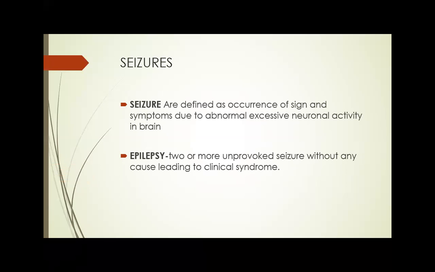So let's start first with what are seizures. Seizures are defined as an occurrence of signs and symptoms due to abnormal excessive neural activity in the brain, which may be recorded in the EEG. Then comes the term epilepsy. Epilepsy is two or more unprovoked seizures without any cause leading to clinical symptoms.